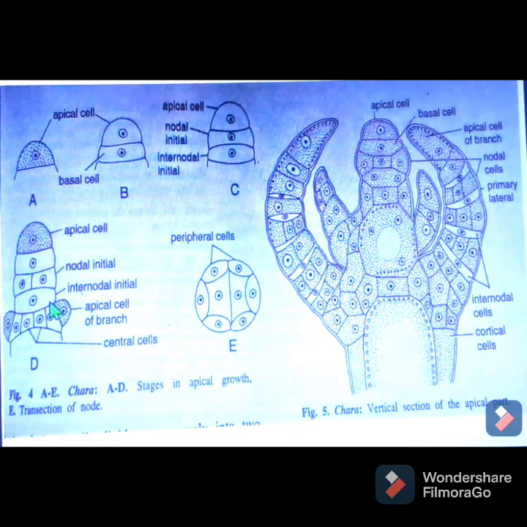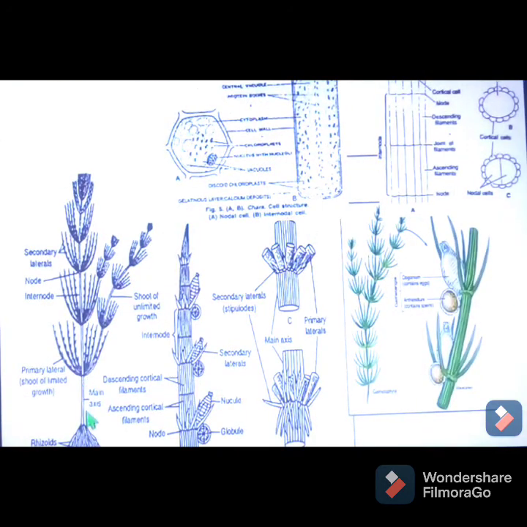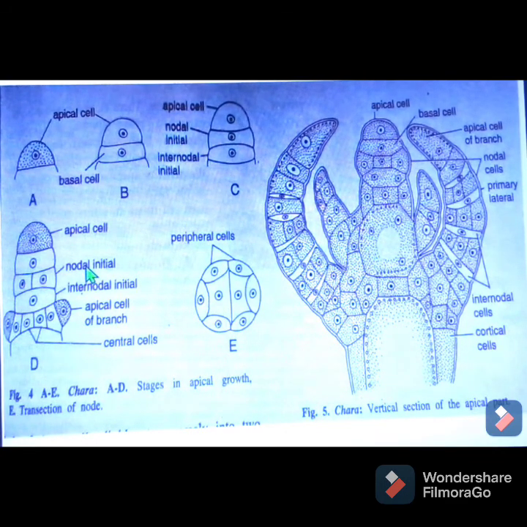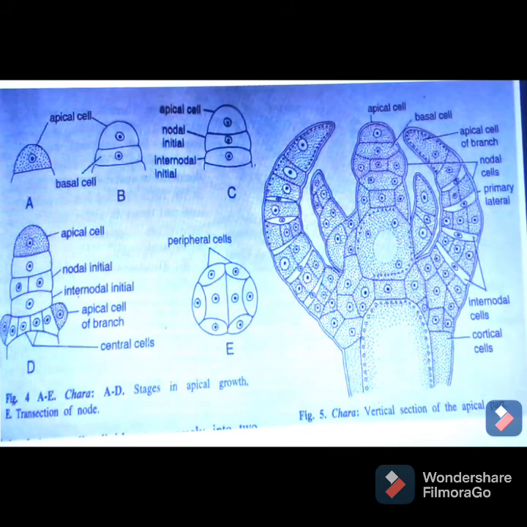Whereas the internodal initial will just elongate, because as you can see this internode here does not have any branches, right? It will just elongate and elongate and elongate. So it just elongates and does not divide any further. Whereas from the peripheral cells of the nodal cells we will get the branches, the branches of limited and unlimited growth.